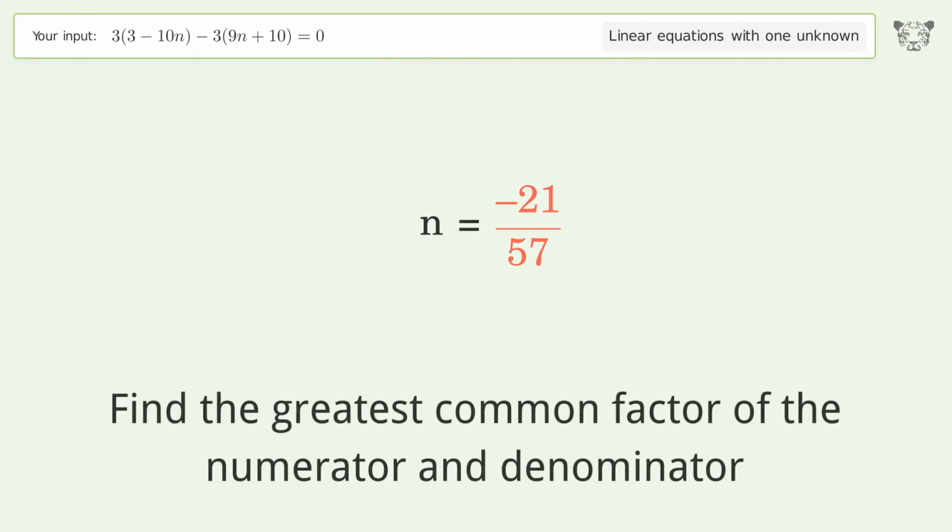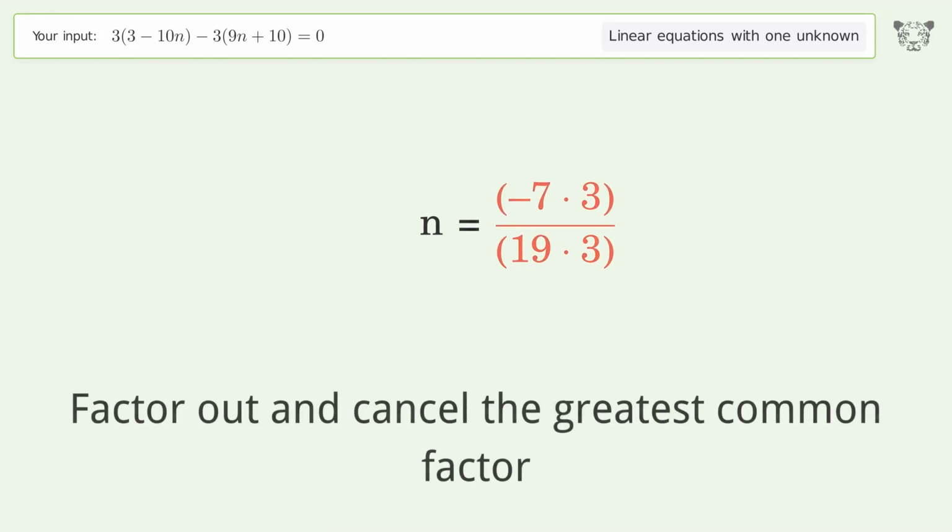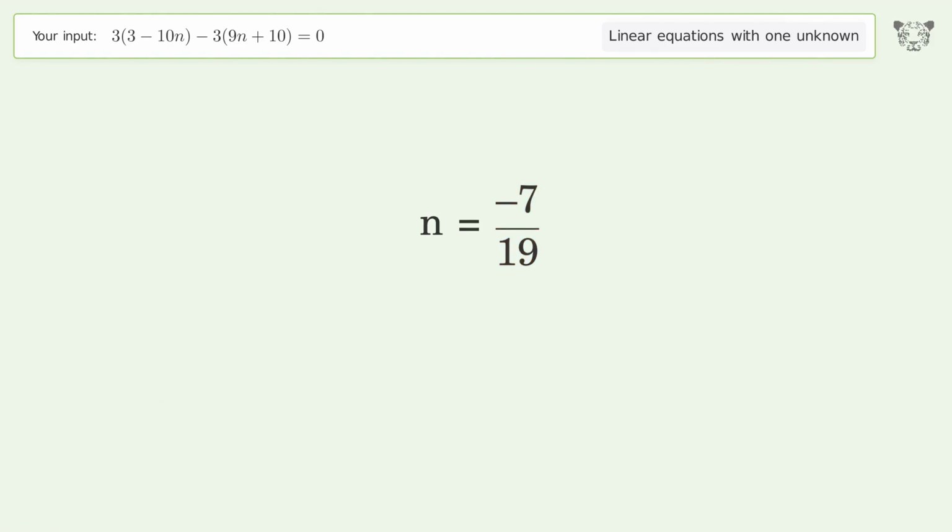Find the greatest common factor of the numerator and denominator. Factor out and cancel the greatest common factor. And so the final result is n equals -7/19.